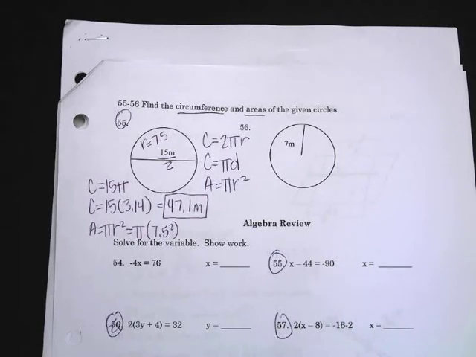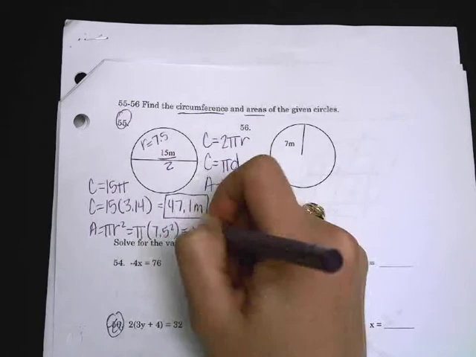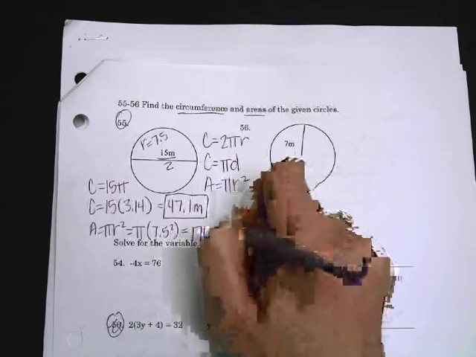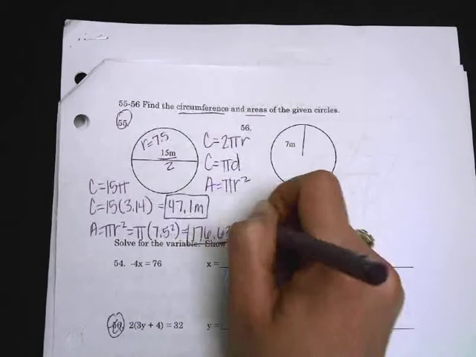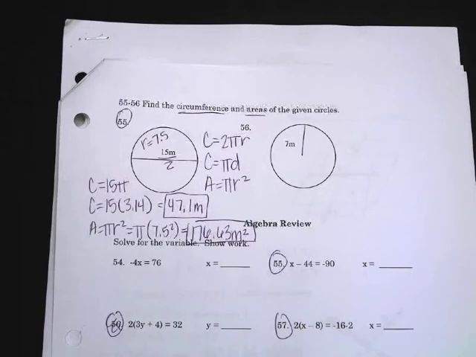I'm going to use 3.14 for pi, and I would encourage you to do that if the directions say so, and if not, you could leave it in exact form. This is 176.63 meters squared. Remember when you're working with area that you've got meters or units squared.